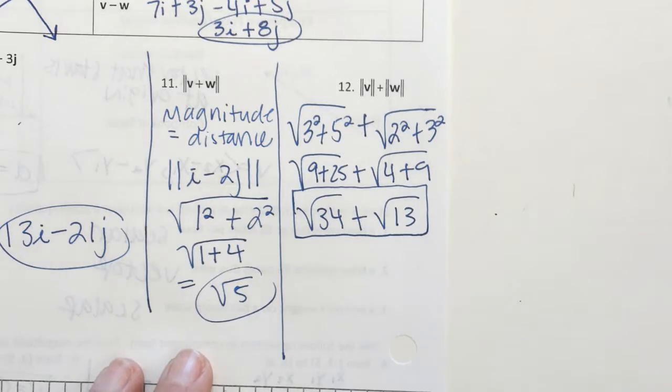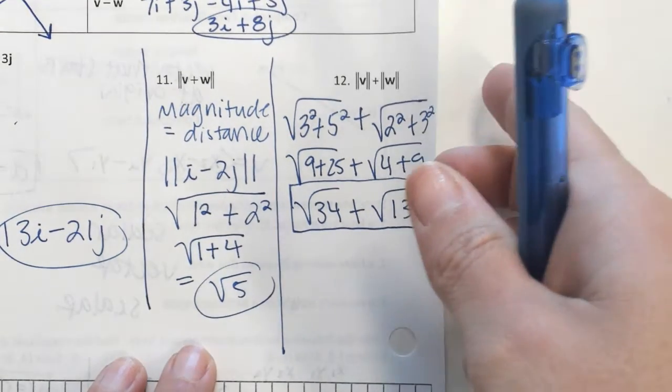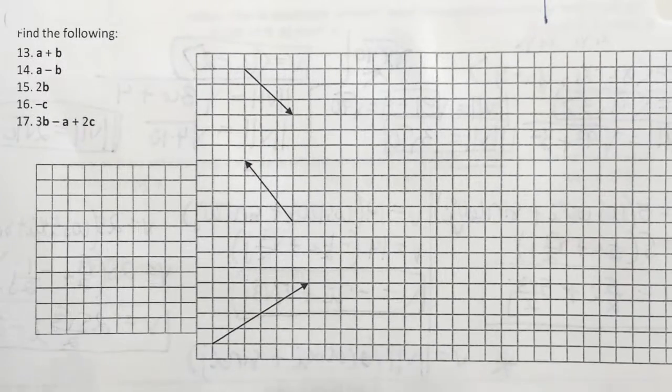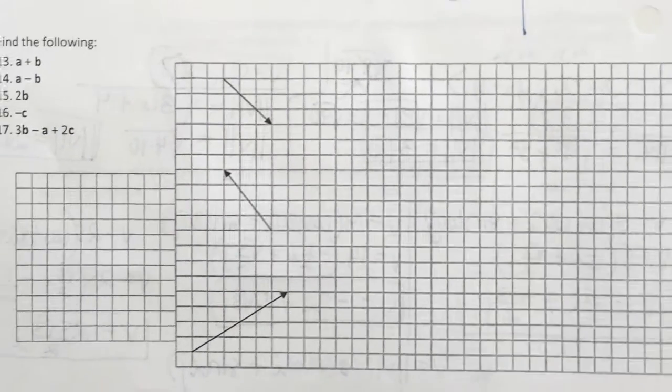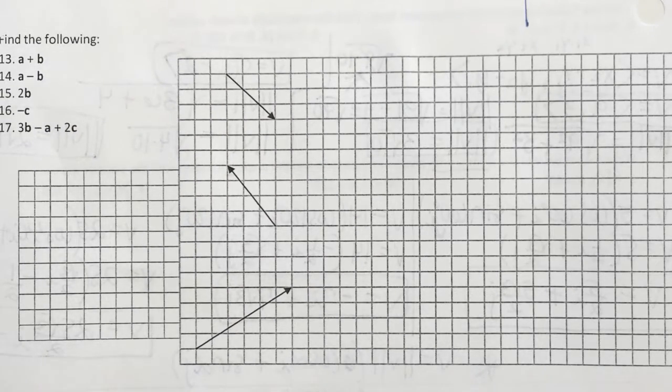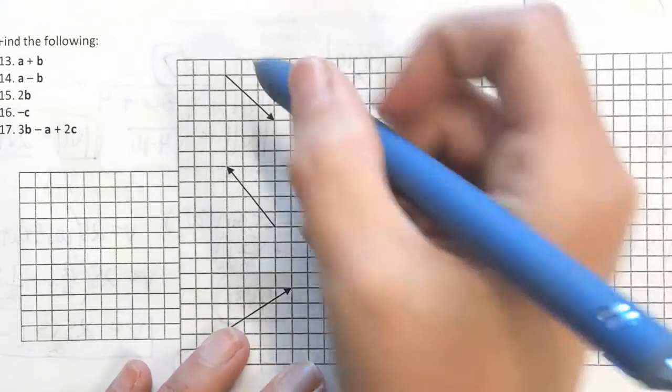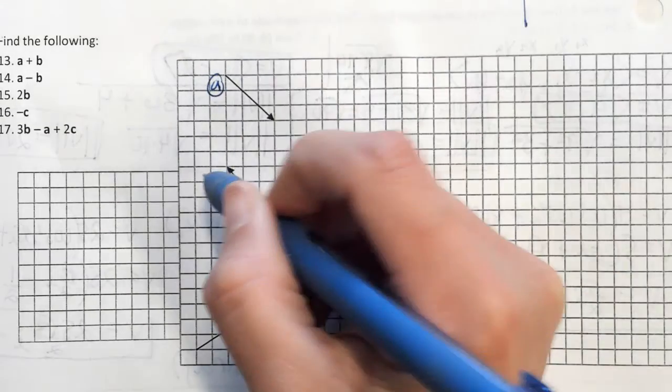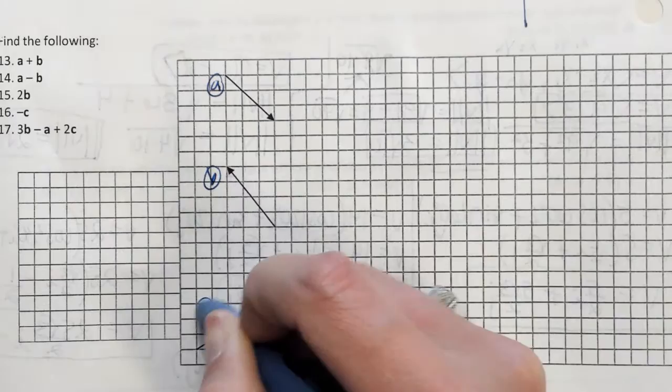Alright, last thing is drawing vectors. And I know it looks like it's easy, but I'm telling you, sometimes people get confused on these. So I'm going to try this overlay thing where I can draw on it. But first, let's go ahead and label this. This is vector A, this is vector B, this is vector C.